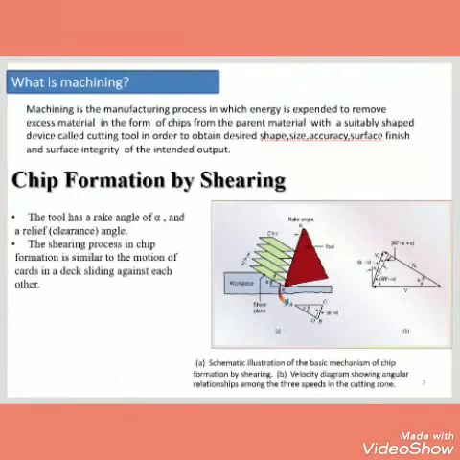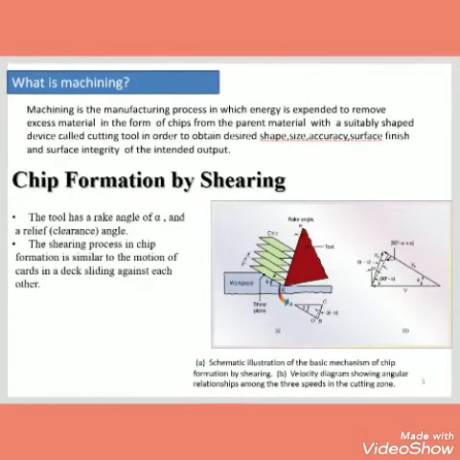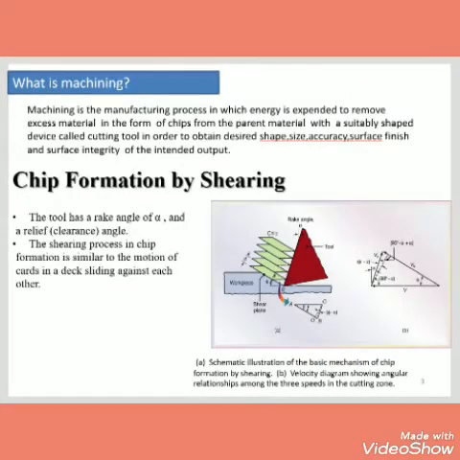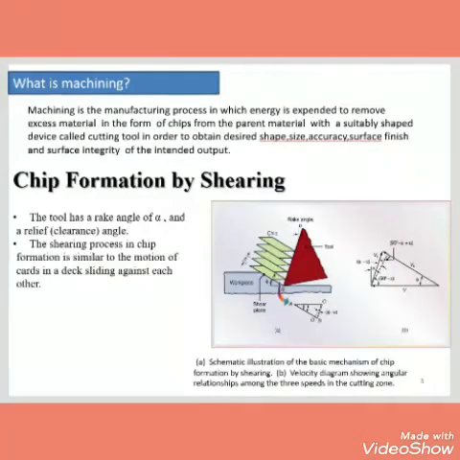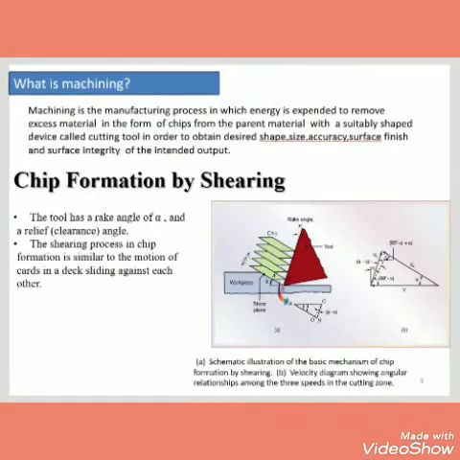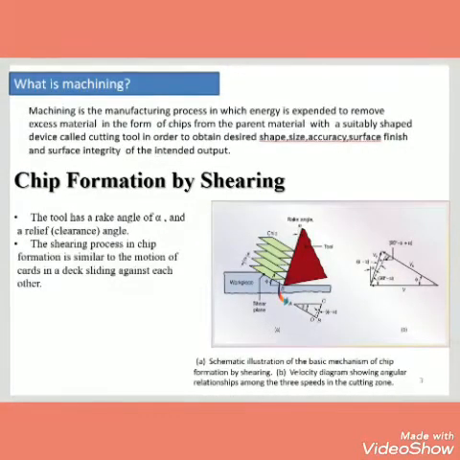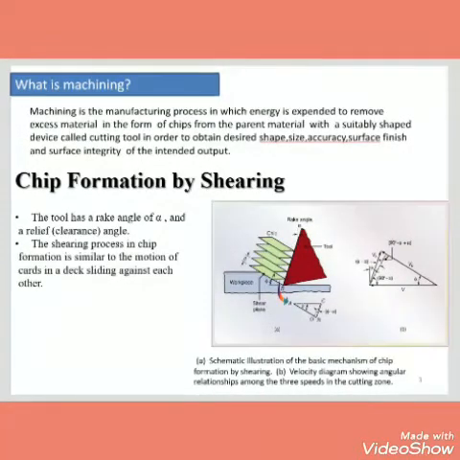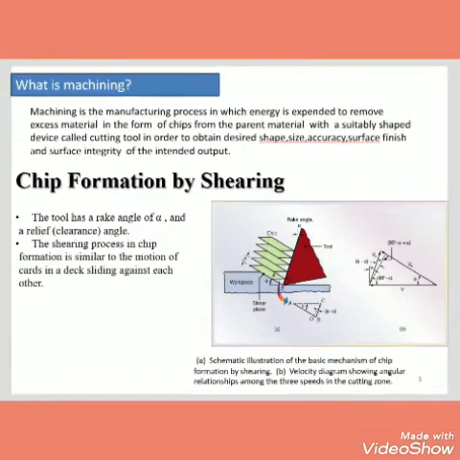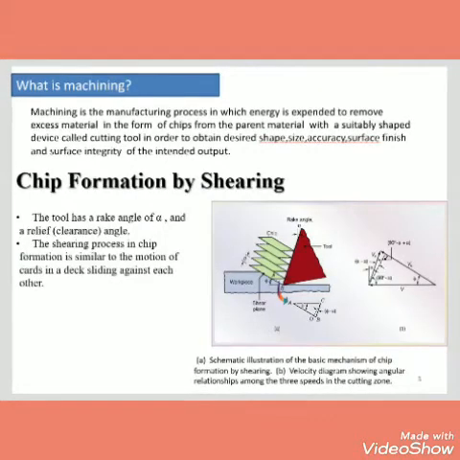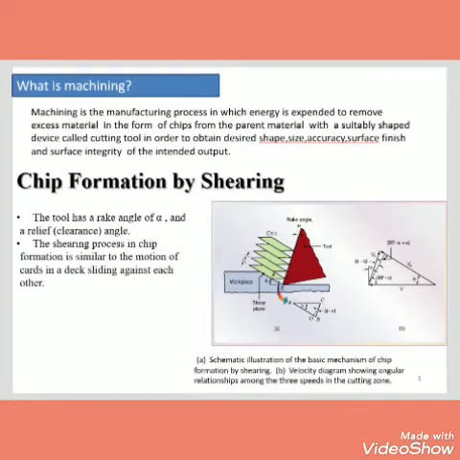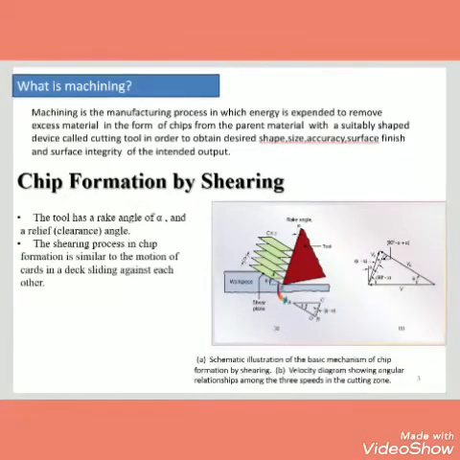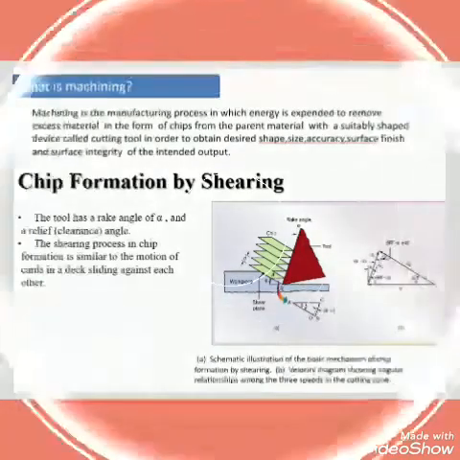Chips may be formed by shearing. The tool has a rake angle alpha and a relief or clearance angle. The shearing process in chip formation is similar to the motion of cards in a deck sliding against each other. A schematic illustration of the basic mechanics of chip formation is given here.